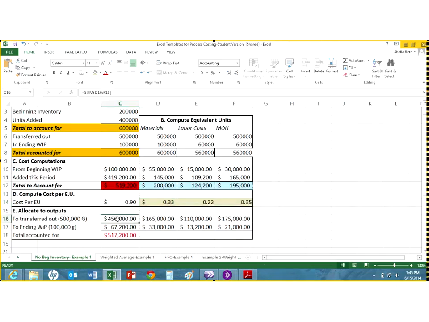So now we know that we had $450,000 in this 500,000 grams of cornmeal and $67,200 in ending inventory in those 100,000 grams of cornmeal that we have not completed yet. So these here are our golden numbers that we're looking for.